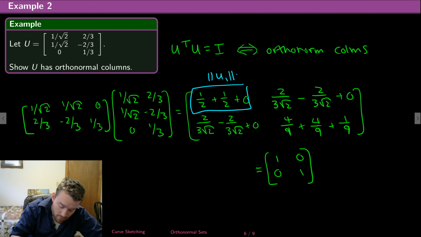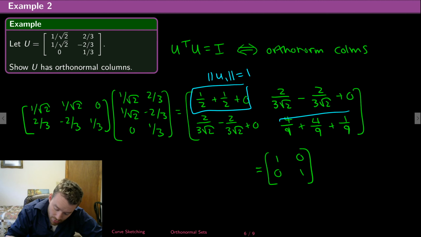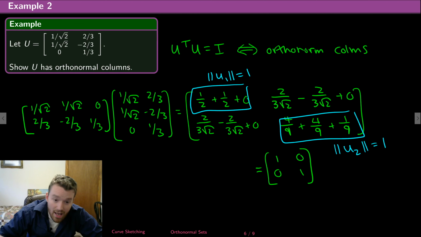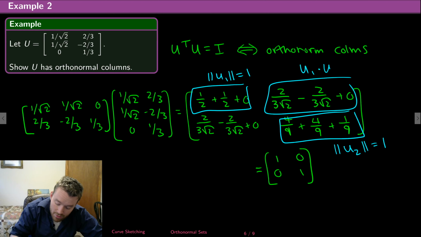So I found out that the norm of u1 is 1. In this bottom right entry, this is literally the norm of u2. How do I find this entry? I multiply the bottom row times the second column of the transpose and u. So that gives me the norm of u2. This entry here is actually the first row of my transpose times the second column of u itself, which is literally the dot product of u1 and u2. And so this is equal to 0. And this is the dot product of u2 dot u1.